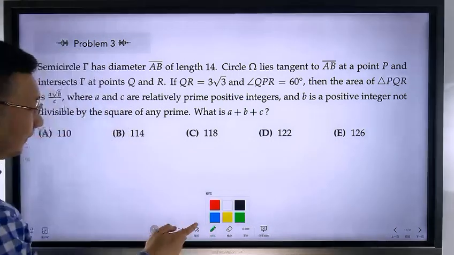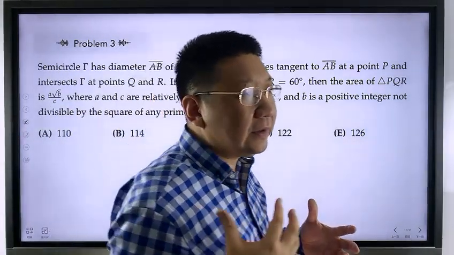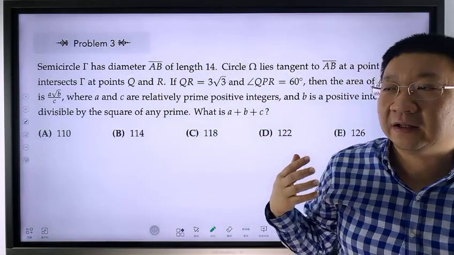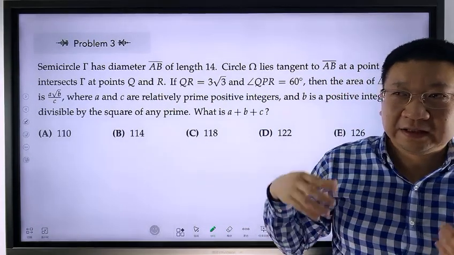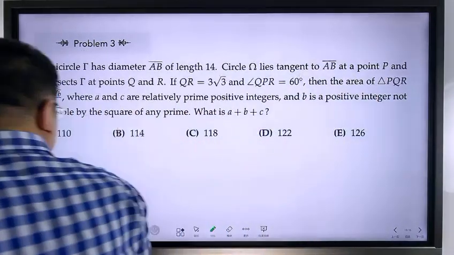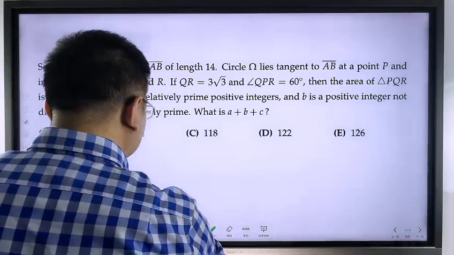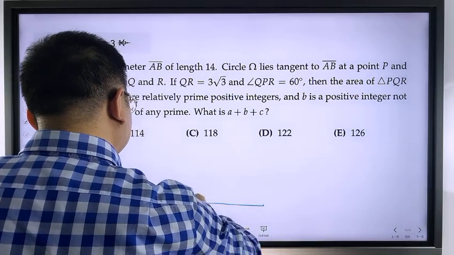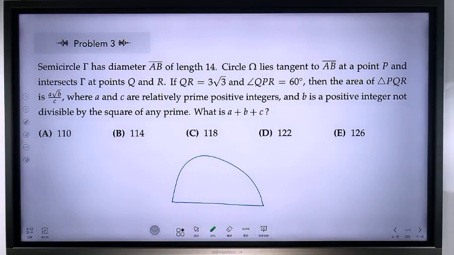And also one more thing, you know that in some years in the past, compasses were not allowed for AMC. But this year, compasses are allowed for AMC, which means you can use a compass to draw nice circles, which can help you think. So, a semicircle has diameter AB of length 14. Normally when I draw a semicircle, I'm going to draw this way. And of course my circle is not good.